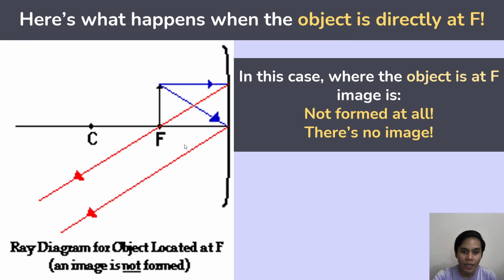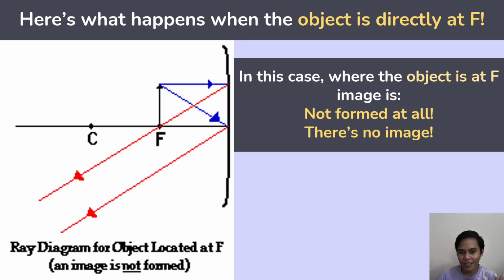All right? Next, if your object is directly at the point of focus, then there's no image formed at all. See, this is what happens to the rays. Your incident rays will hit the mirror, just like how we discussed based on the 2 new rules. But when they're reflected, they become parallel to each other. So both of the reflected rays are parallel to each other, meaning they never intersect. If they never intersect, they will never form an image.